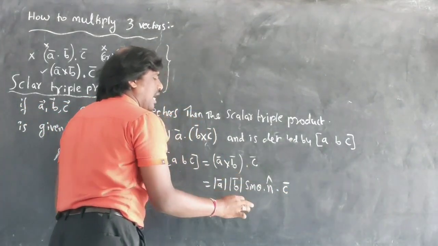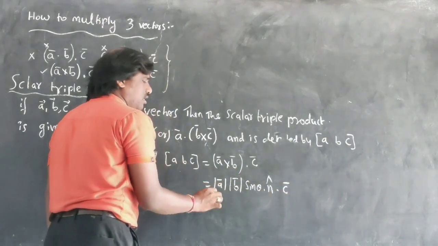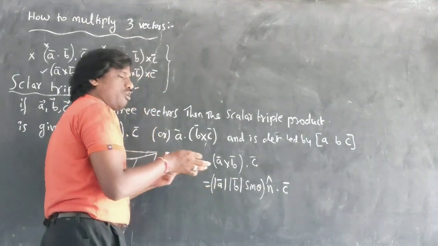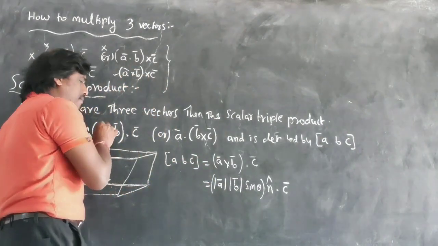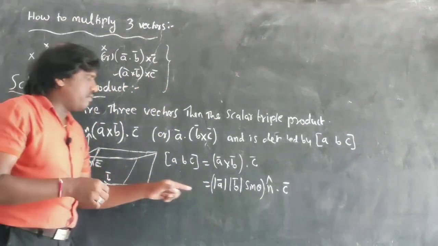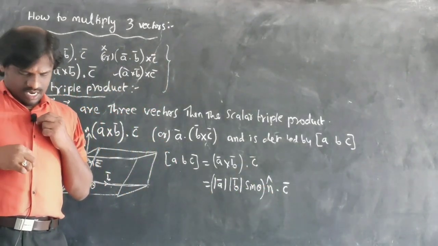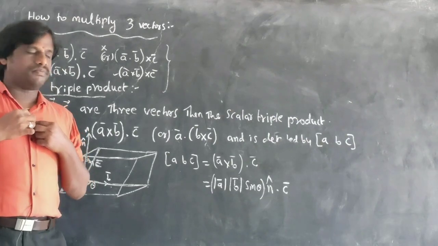So dot will happen with vector and vector, not scalar. So this is not going to happen. This thing is not going to happen in the dot product. This n cap, this vector n cap will make the dot with the C vector. Hope you understand. Okay. Voice is clear, I hope.